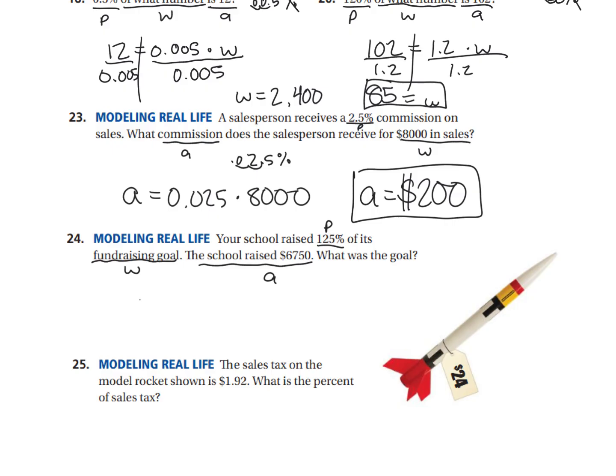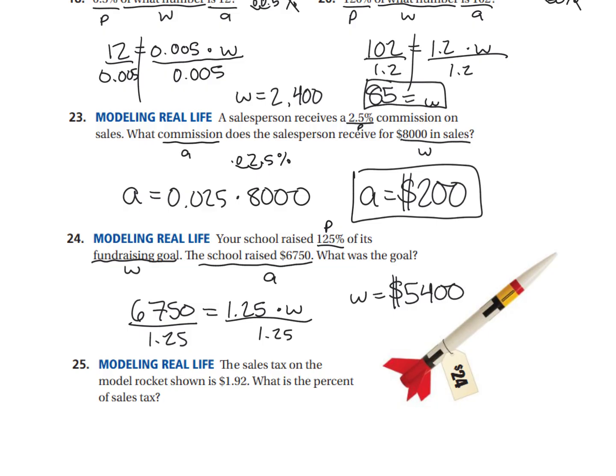Okay, so this time I'm solving for W. I have 6,750 equals 125% as a decimal is 1.25 times W. We're going to divide by 1.25, and we should see an answer that's less than what we raised because of the fact that we went over our goal. We went 125% of it. So 6,750 divided by 1.25 gives us our initial goal of 5,400.